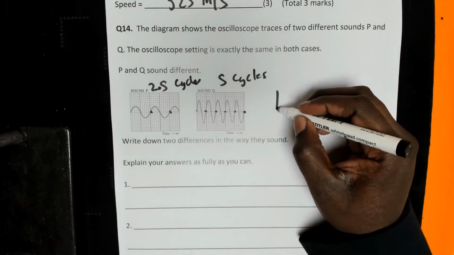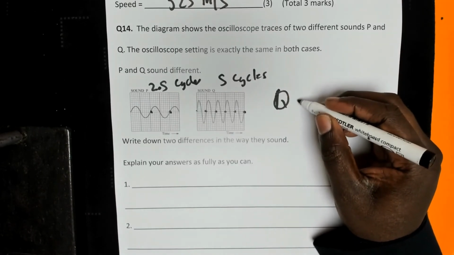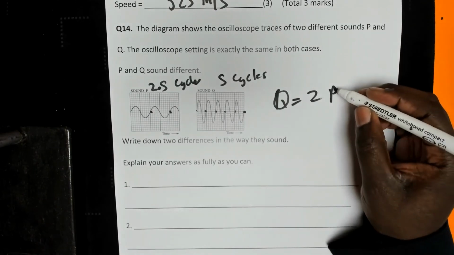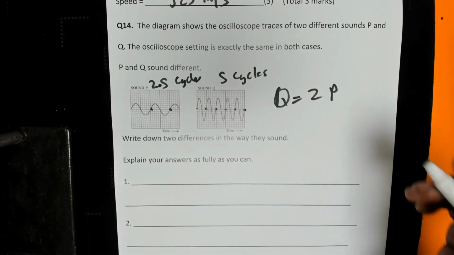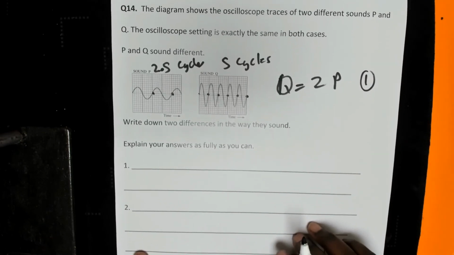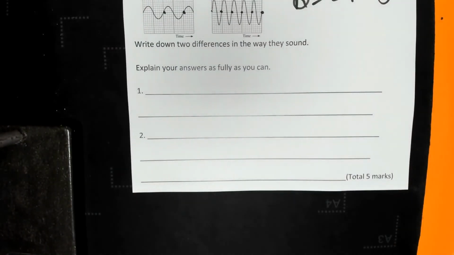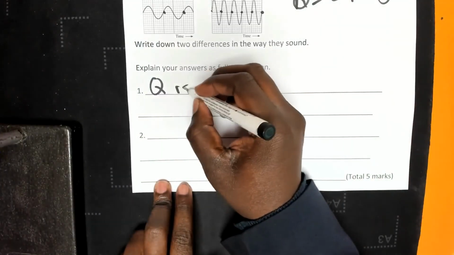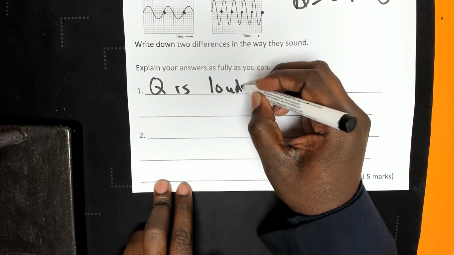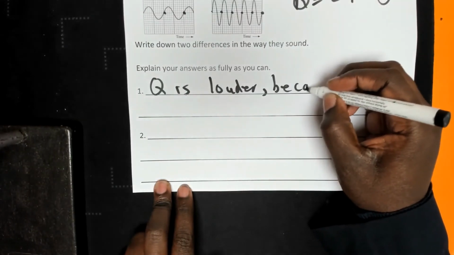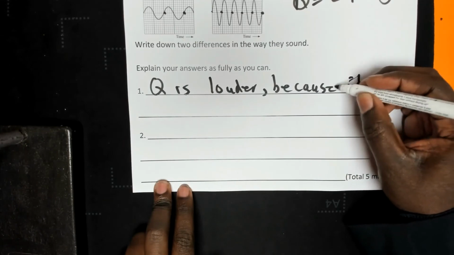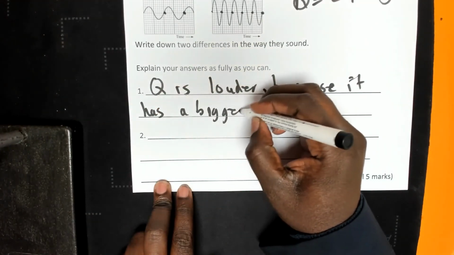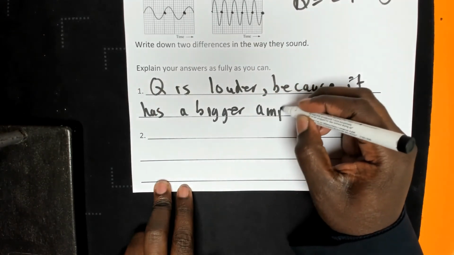So if we think about it, Q is equal to 2 times P in terms of cycles. So that could give you 1 mark there. Now let's think about this. Q is louder because it has a bigger amplitude.